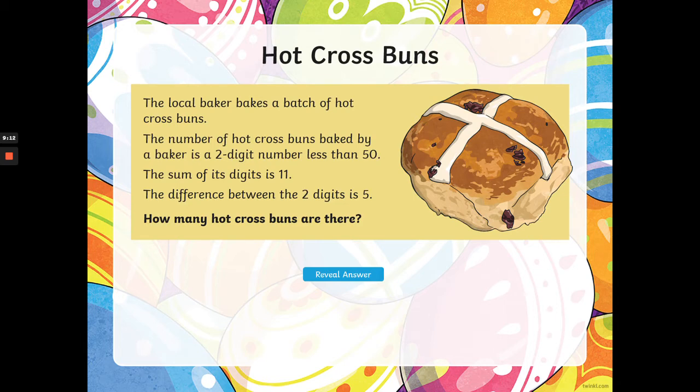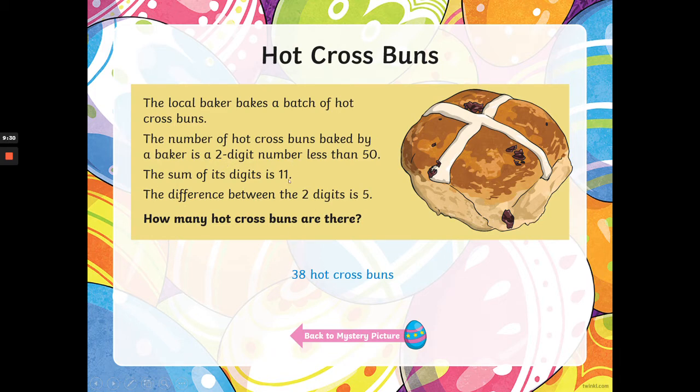Okay, we're back. Did you get the answer? Let's find out. So let's reveal the answer. He had 38 hot crust buns because remember, it had to be a 2-digit number, and it has to be less than 50. So it's a 2-digit number. It's less than 50. Okay, because it's 38.